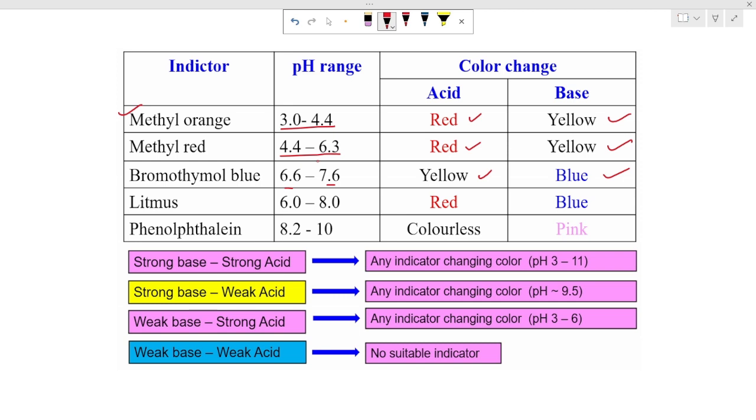Litmus has pH range 6 to 8. In acidic condition it gives red color, and in basic condition it gives blue color. Phenolphthalein has pH range 8.2 to 10. It is colorless in acid and pink in base, that we know. So for strong acid, strong base titration, any indicator which changes color from 3 to 11 can be used.